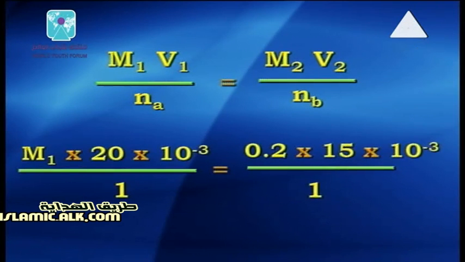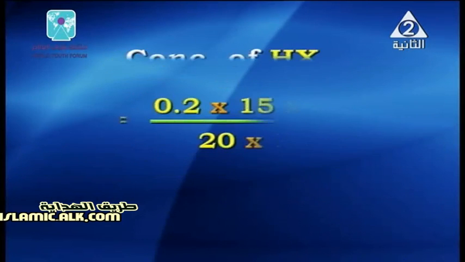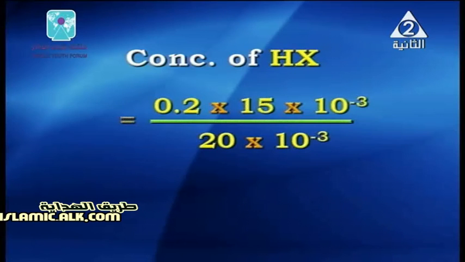So M1 times 20 times 10 to the power negative 3 over 1 equals 0.2 times 15 times 10 to the power negative 3 over 1. So the concentration of the acid equals 0.2 times 15 times 10 to the power negative 3 over 20 times 10 to the power negative 3, which equals 0.15 molar.